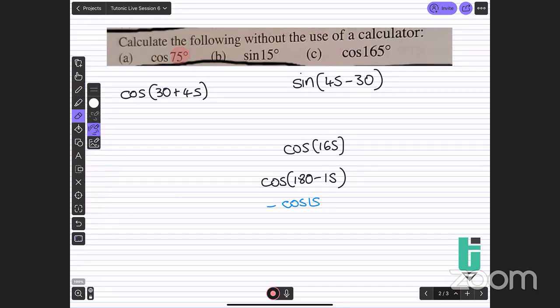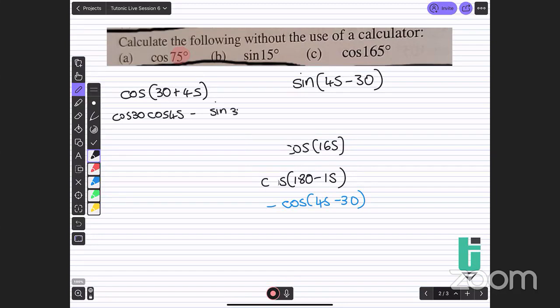It's 0.97 on the calculator, but without the calculator? It would be 45 minus 30. Do you guys see that now? So let's apply the compound angles for this one. What is it going to be? Cos 45 cos 30 plus sin 45 sin 30.